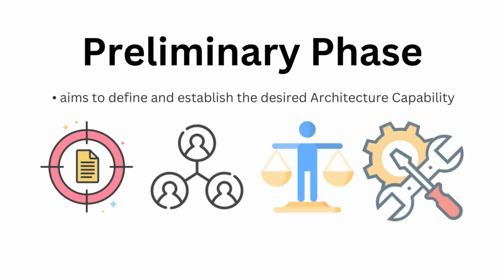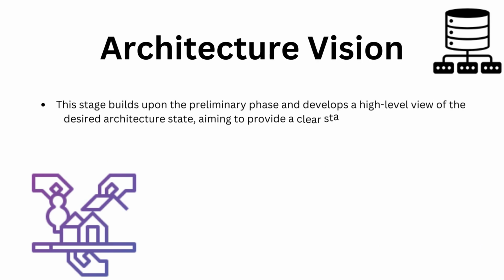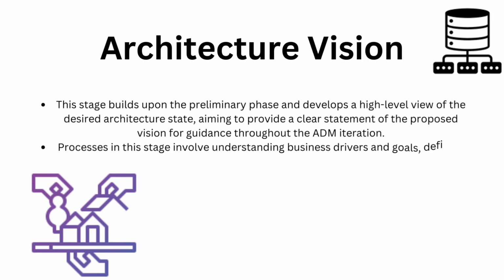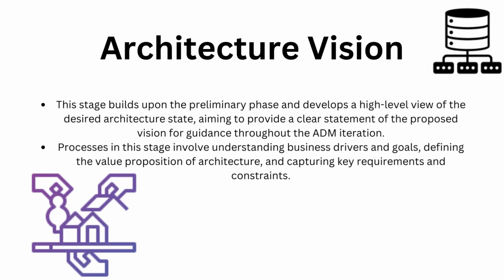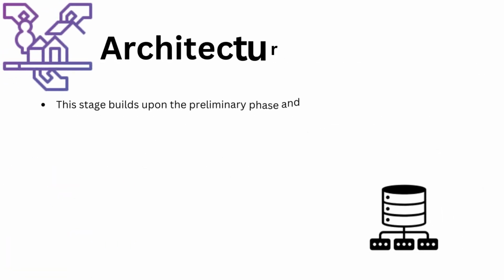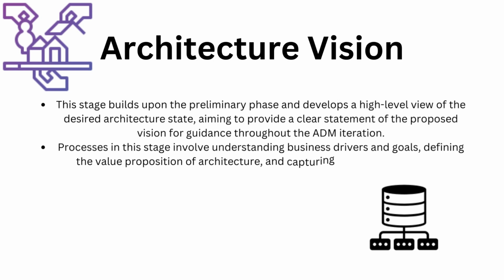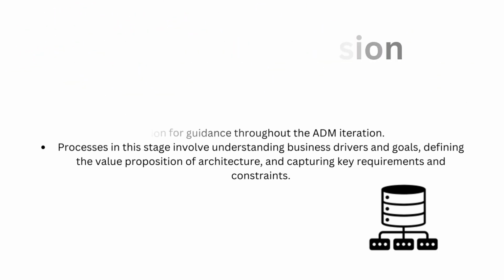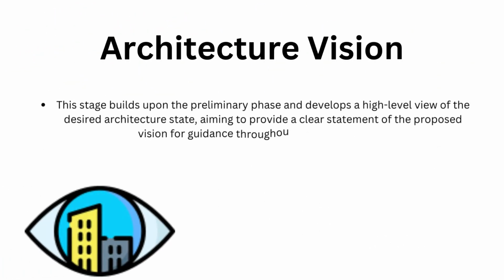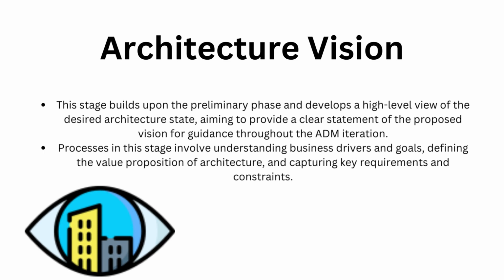The preliminary phase. The main objective of this phase is to determine and establish the desired architecture capability for the organization. The stage involves defining the project scope and understanding how it will be executed. Architecture vision. This stage takes inputs from the preliminary phase and further develops a high-level view of the desired state of architecture. The primary objective of this phase is to provide a clear statement of the proposed vision. This stage includes understanding business drivers, defining the value proposition, and capturing key requirements and constraints.